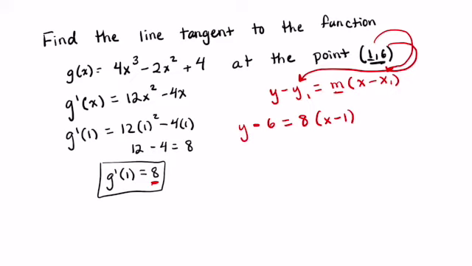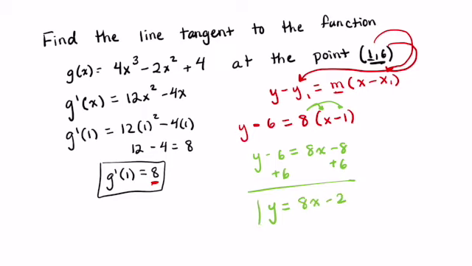Now it's a simple algebraic equation. Distribute that 8 in. I get y minus 6 equals 8x minus 8. Add 6 to both sides. We get our equation of the tangent line to be y equals 8x minus 2. And that's it. That's how we find the equation of a tangent line at a given point.